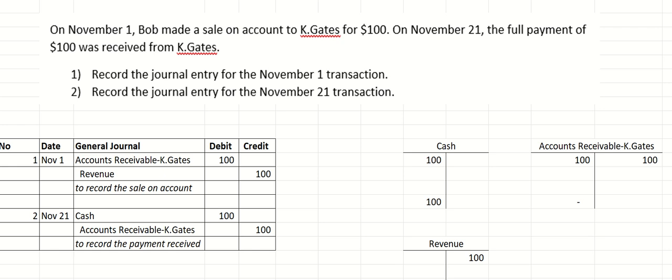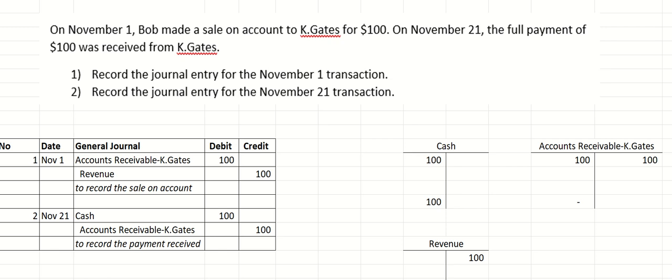Right, chapter 9. Chapter 9 is in regards to receivables, and it covers accounts receivable and notes receivable, but this video is going to be about accounts receivable. Now, accounts receivable. As you can see here, there's an example of a company.